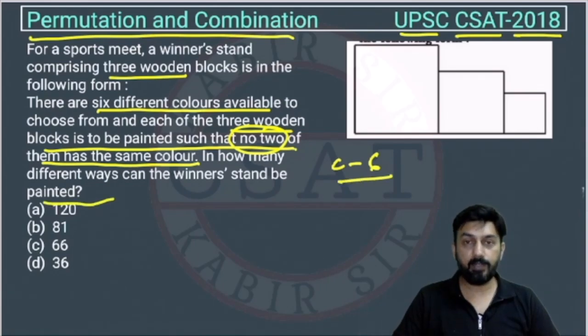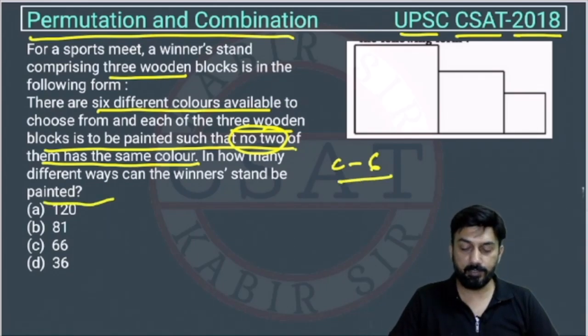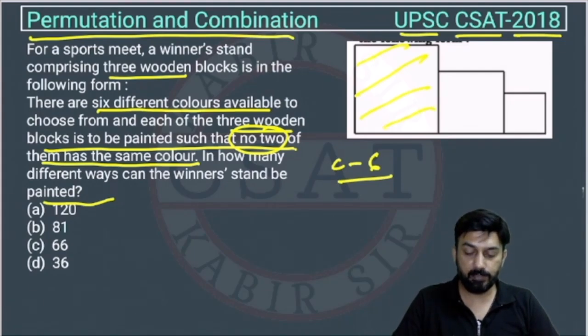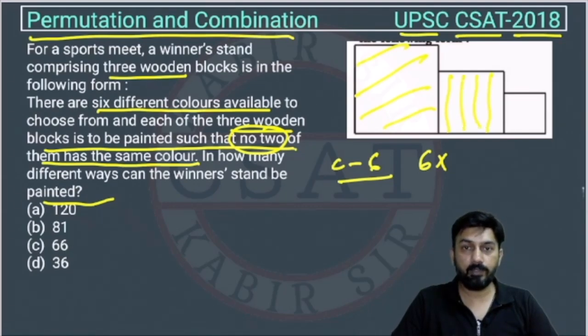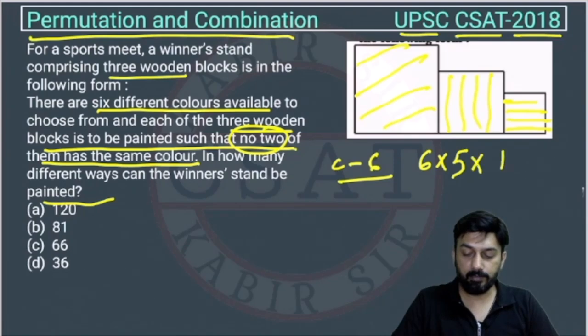So we have 6 colors and we have to paint it in such a way that each block has a different color. Suppose this first box can be painted in how many ways? We have 6 colors, so we can paint it with any color. So this will be 6. Then this box can be painted in how many ways? We are left with 5 colors because one color is already used. So this will be 5. And now we are left with 4 colors because 2 colors are already used, so this will be painted in 4 ways.